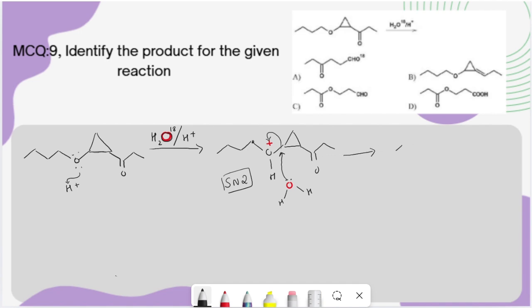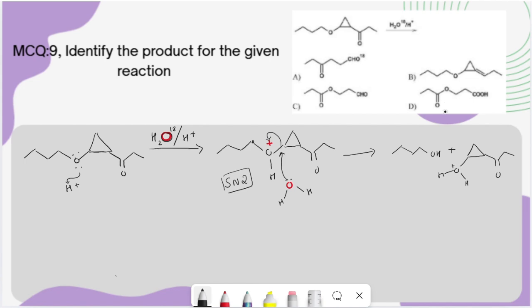Therefore, how do we write this? We are going to write it like this. This is butanol molecule, and what do we have here? The oxygen is attacking the cyclopropane here, right? So we'll write down this as it is. Since oxygen is trivalent here, I'm going to write a plus charge over here, and the ketone is as it is.